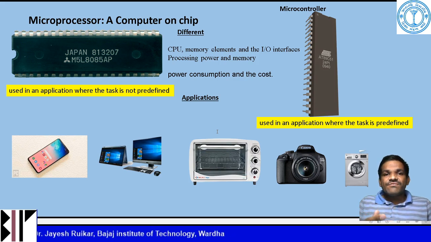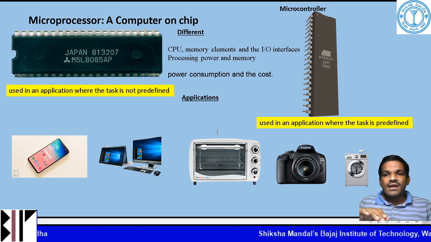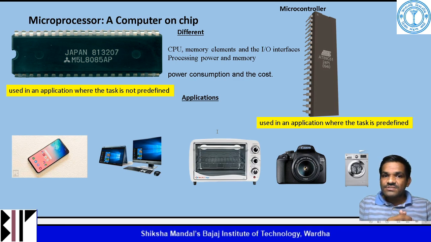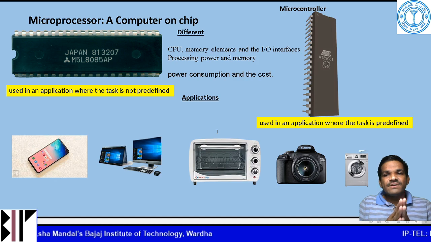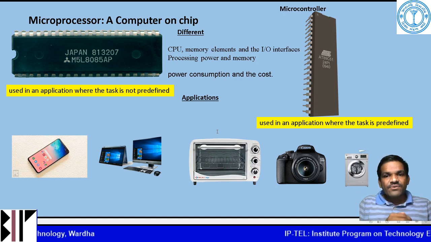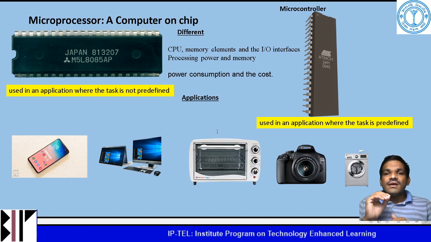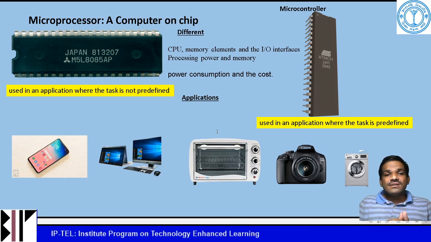Now let us take the example of a microwave oven. Once you set the power and the timing, it gives you the cooked food. Likewise, in a washing machine, once you set some parameters of the device, it gives you clean and dry clothes. The microcontroller is used in applications where the task is predefined. Just remember that. The other details we will see in upcoming videos.